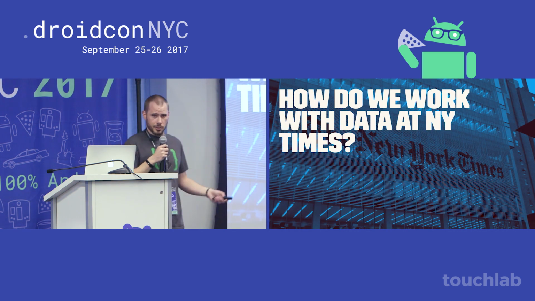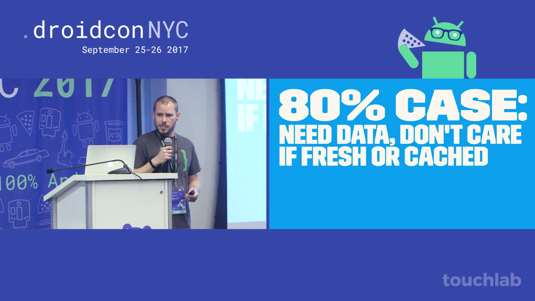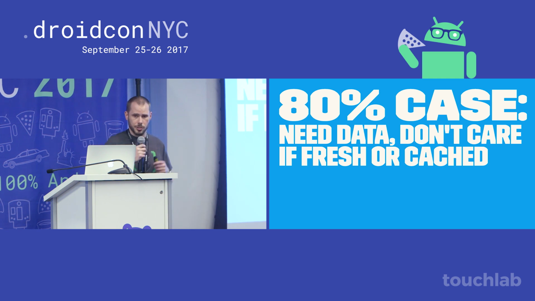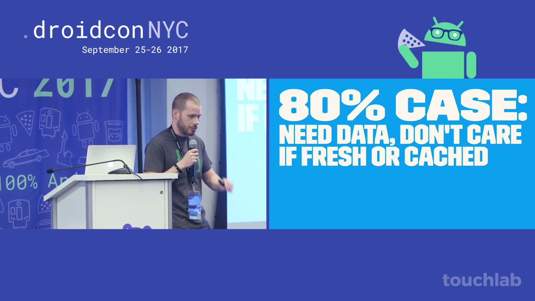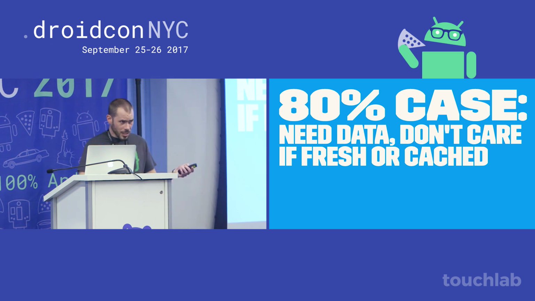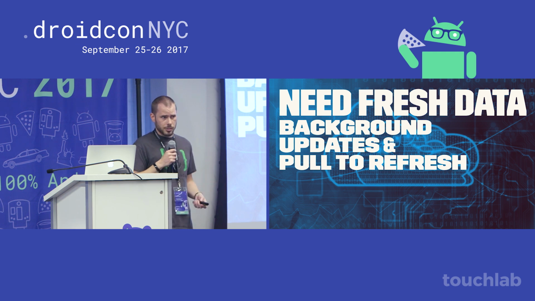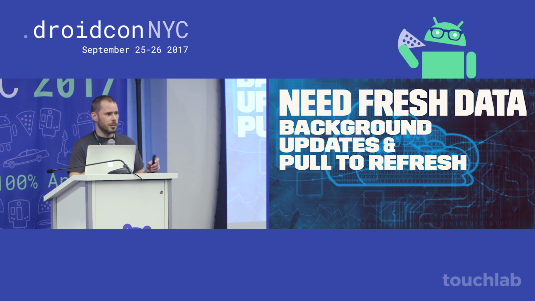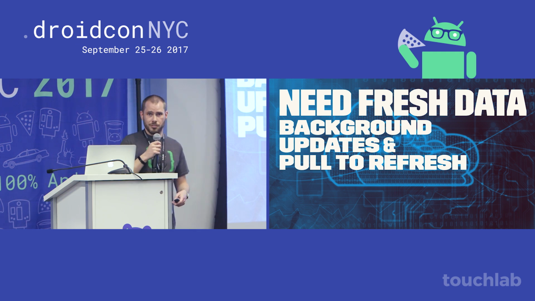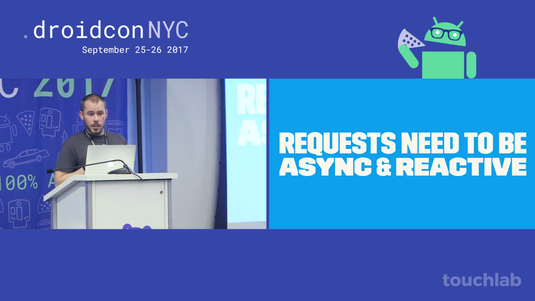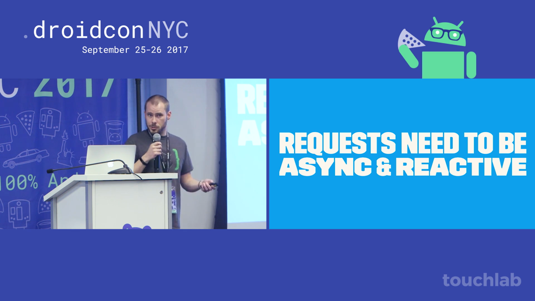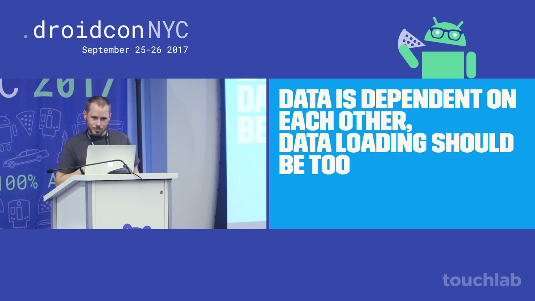Well, how do we work with data at the New York Times? We deal with a lot of data. So we decided to look at the 80% case. 80% of the time, we want data. We want to show it to the user. We don't care where it comes from. We don't care if it's fresh or cached. If we have it, we want to show it to the user. The other 20% of the time is for fresh data. The user initiates a pull to refresh, or we have a background service. Currently, our app has 2 alarms, like a morning and an evening, and we want to actually fetch fresh data during those times. The requests need to be asynchronous and reactive. We use RxJava, so we expect a lot of our utilities to be RxJava compliant. And data should be dependent on each other, and data loading should be too.